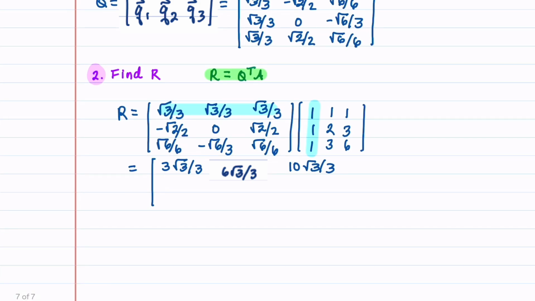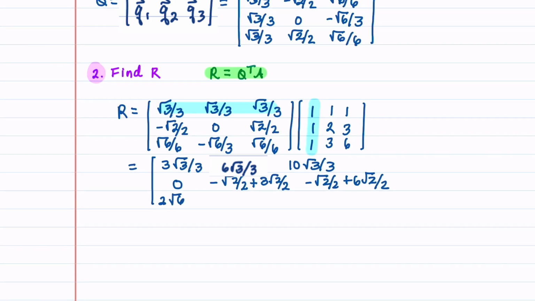In our second row, we're going to get a 0. And then we're going to get a minus root 2 over 2 plus 3 root 2 over 2. We'll combine those in a minute. And then our other entry is a minus root 2 over 2 plus 6 root 2 over 2. In our last row, we're going to get 2 root 6 over 6 minus a root 6 over 3. Then we're going to get a 4 root 6 over 6 minus a 2 root 6 over 3. And then for our very last entry, we have a 7 root 6 over 6 minus root 6.